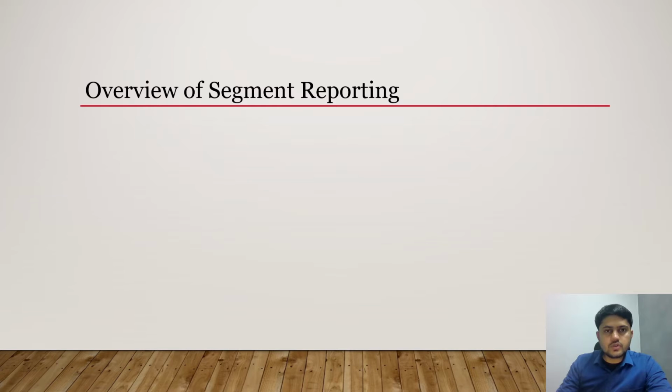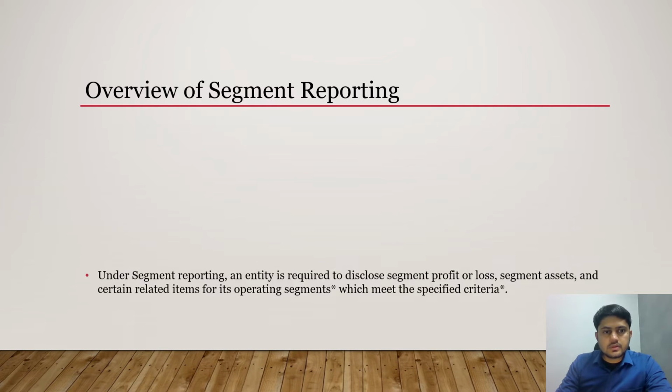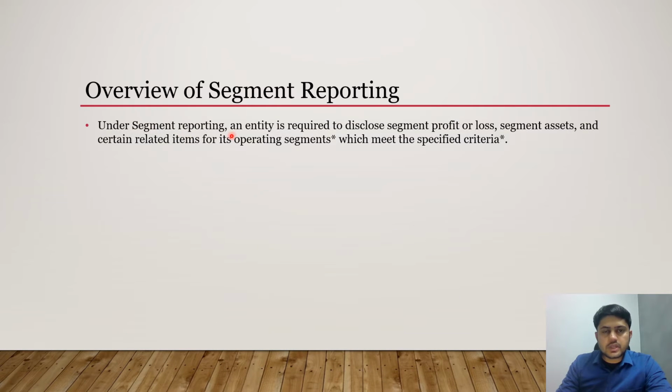Now, an overview of segment reporting. Under segment reporting, an entity is required to disclose segment profit, segment loss, segment assets, and certain items of its operating segments which meet the specified criteria. So the disclosure is segment profit and loss, and segment assets. The definition of operating segments we have already discussed, and the specified criteria we'll be discussing in the following slides.